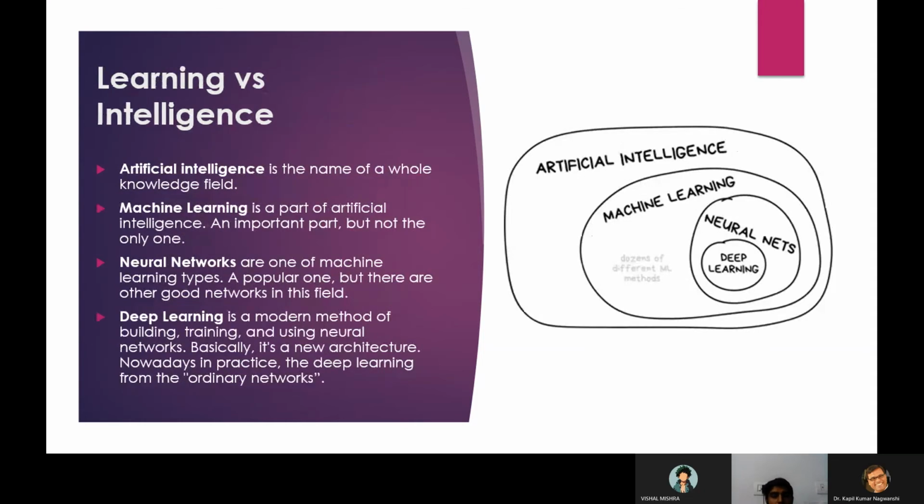So, learning versus intelligence. Artificial intelligence is the name of a whole knowledge field. Machine learning is a part of artificial intelligence, an important part, but not the only one. Neural networks are one of the machine learning types, a popular one, but there are other good types in this field. Deep learning is a modern method of building, training, and using neural networks. Basically, it's a new architecture that differs in practice from ordinary networks.